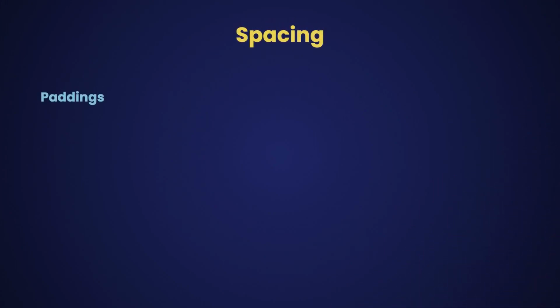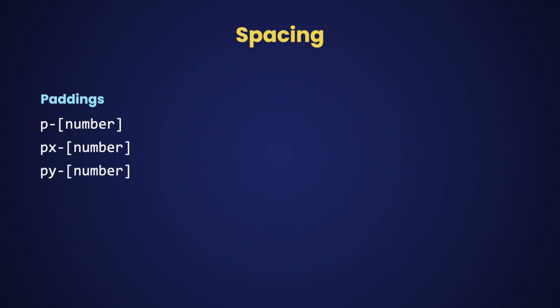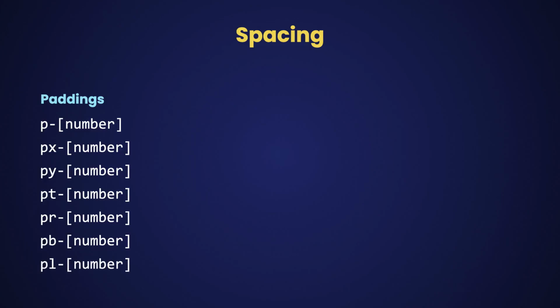So in Tailwind, we have a ton of small utility classes. For example, for controlling paddings, we have a bunch of classes that start with p followed by a number, which can be 1, 2, 3, 4, and so on. The larger the number, the more padding we'll have. We also have px for applying horizontal padding. This is the same as applying a left and a right padding. We also have py for vertical padding. We have pt for padding top, pr for padding right, pb for padding bottom, and pl for padding left.